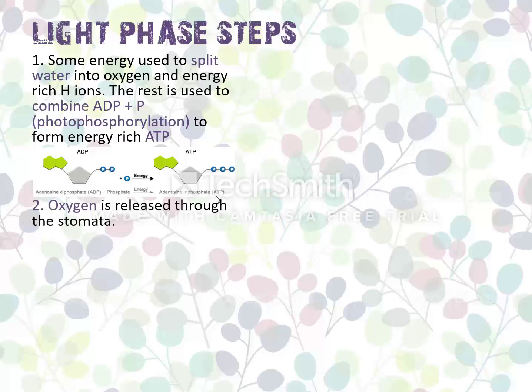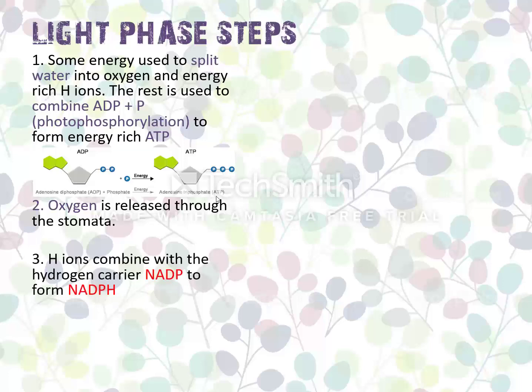The oxygen, so now I said we're not talking about it yet, now we speak about it. The oxygen that was made is a waste product. It's not required for photosynthesis, and therefore it will be released through the stomata into the atmosphere. It's not on the slide that it goes into the atmosphere, but sometimes we ask for the fate of the oxygen. The fate is it goes out of the stomata into the atmosphere.